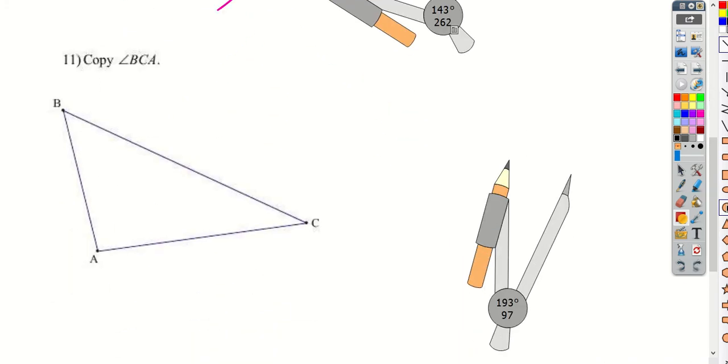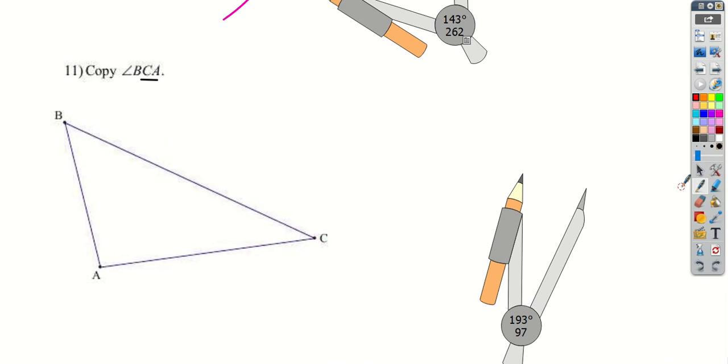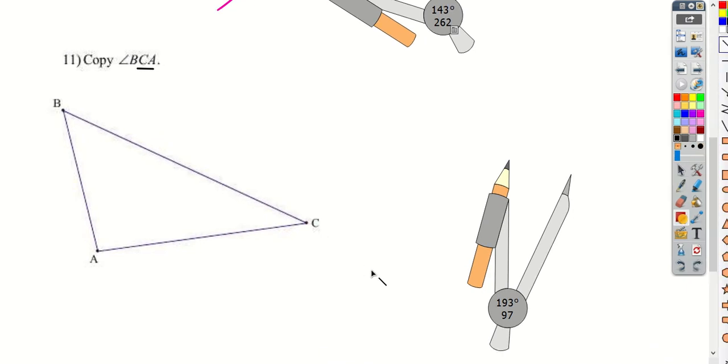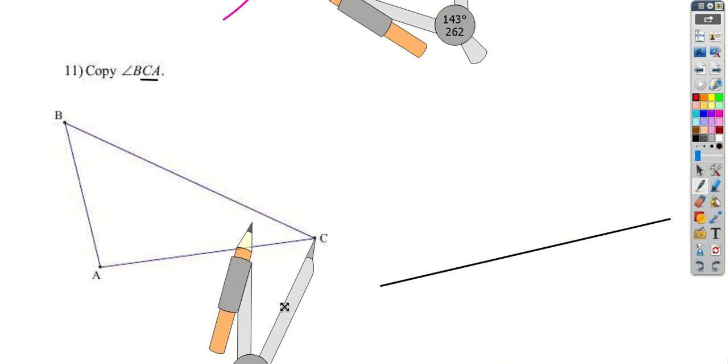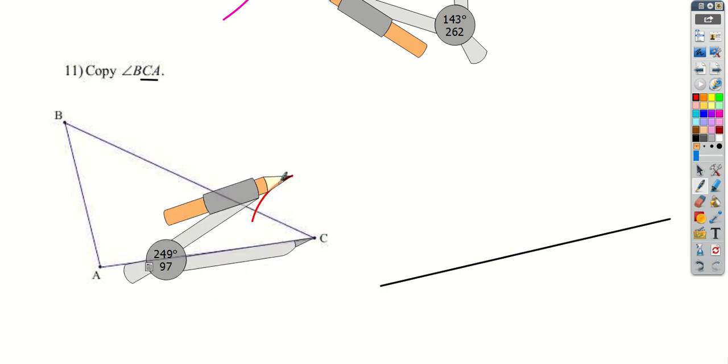Copy angle BCA. It's just copy. Remember, middle letter. So we're copying angle C. First step, draw ourselves a ray. Second step, draw a circle that crosses from C, the angle we want to copy. It goes through the angle twice.